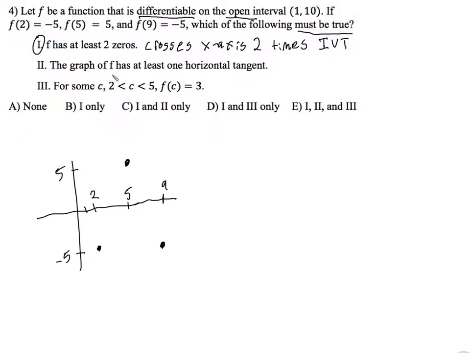Number 2: the graph of F has at least one horizontal tangent. All right. What does horizontal tangent mean? Can we translate that into symbols? Horizontal means 0. But what does tangent mean? Do you remember what the word tangent means? Tangent slope, yeah, so it's the instantaneous slope, right?